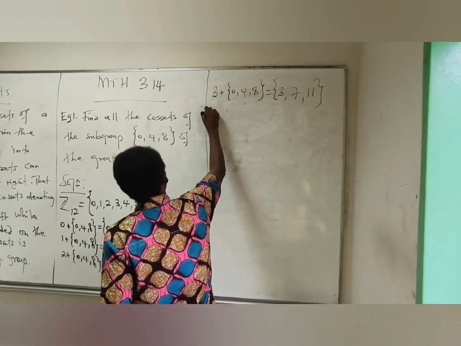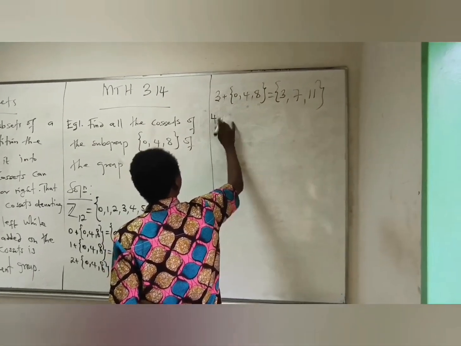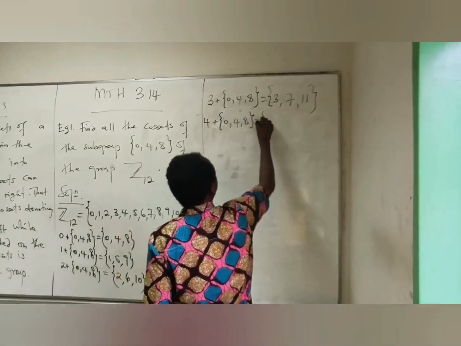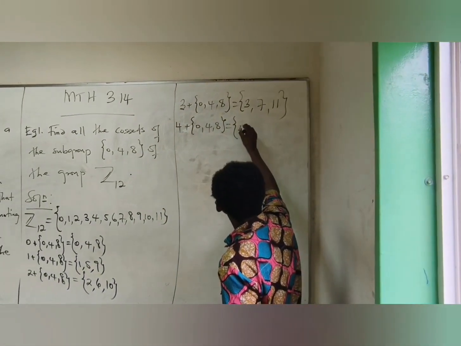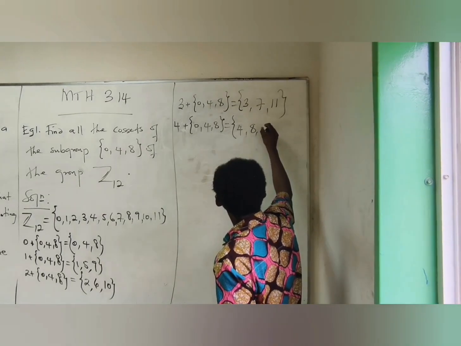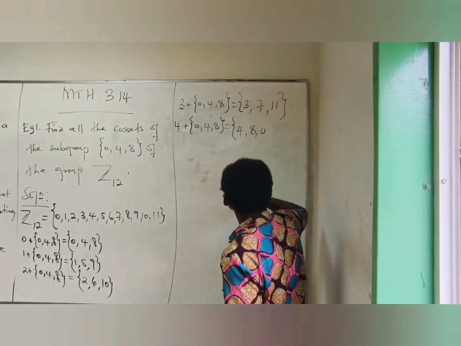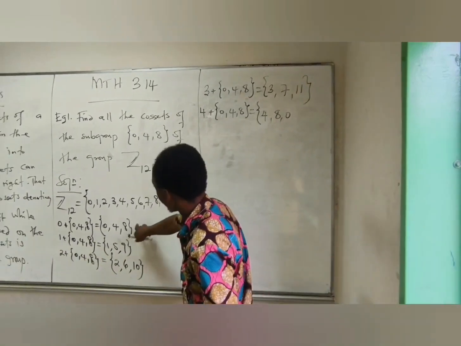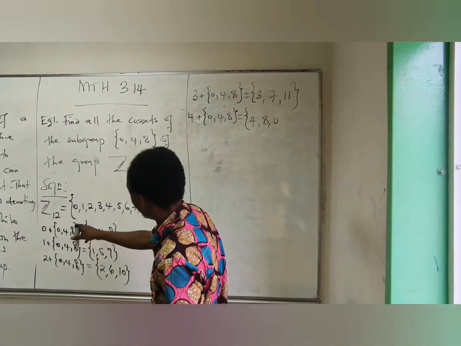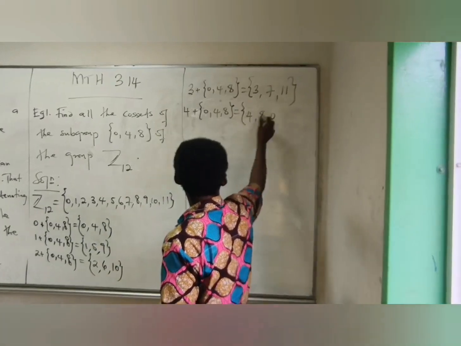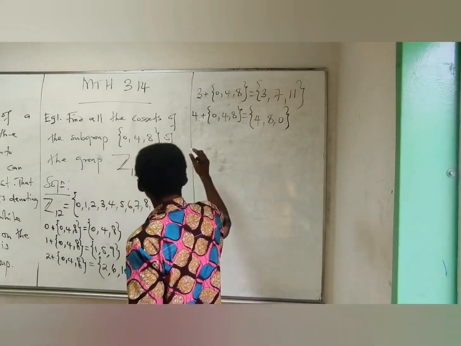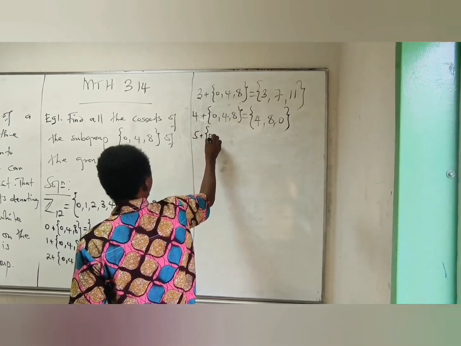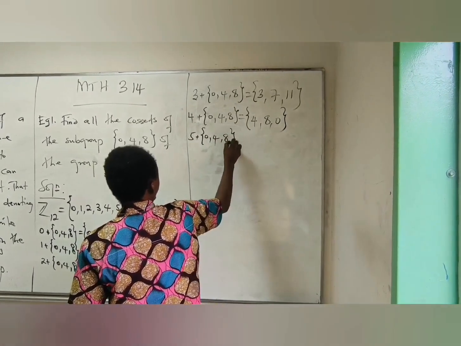Next one, 4. Okay, sorry. 4 plus 0, 4, 8. What do you get? 4, 8, 0. It's the same as what? 0 plus the subgroup. Can you see? Is it not the same thing? Yes. After that, we'll write them out. Don't worry. Some of them will be the same. From now on, all of them will produce something we have done already. But let's do all.